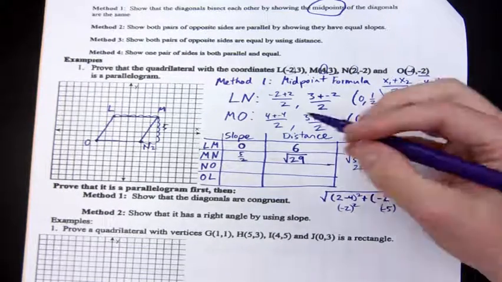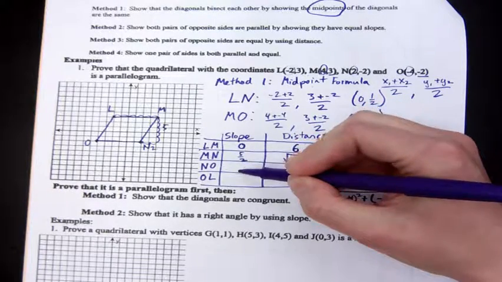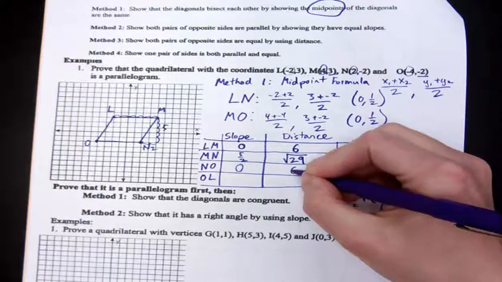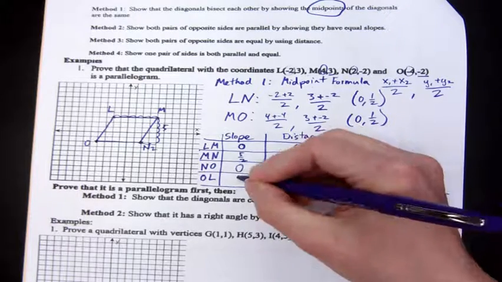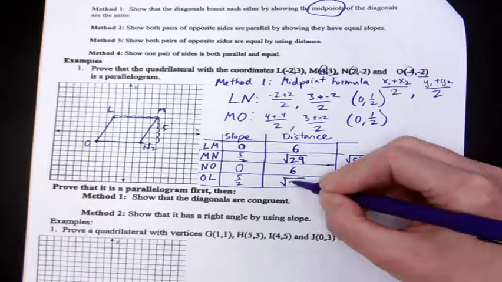All right, NO, what's our slope? 0 again, right? Okay, and what's the distance? 6. 6 again. For OL, what's our slope? 5 over 2 again. What's our distance? Square root of 29.